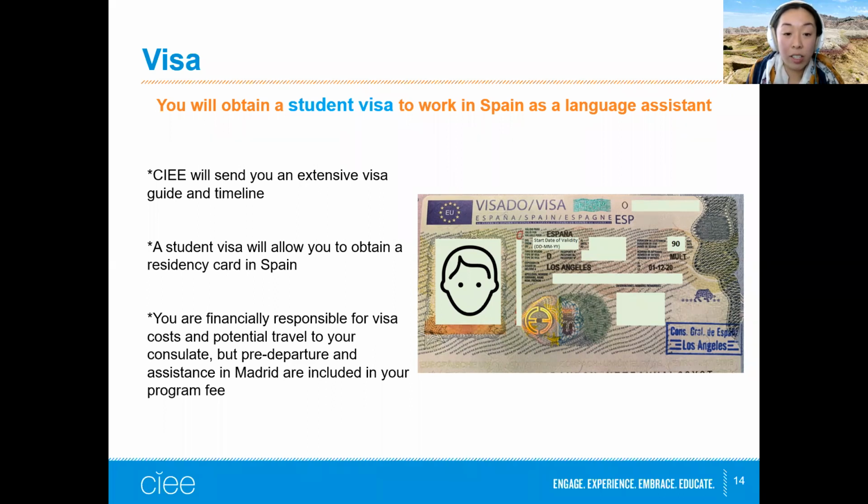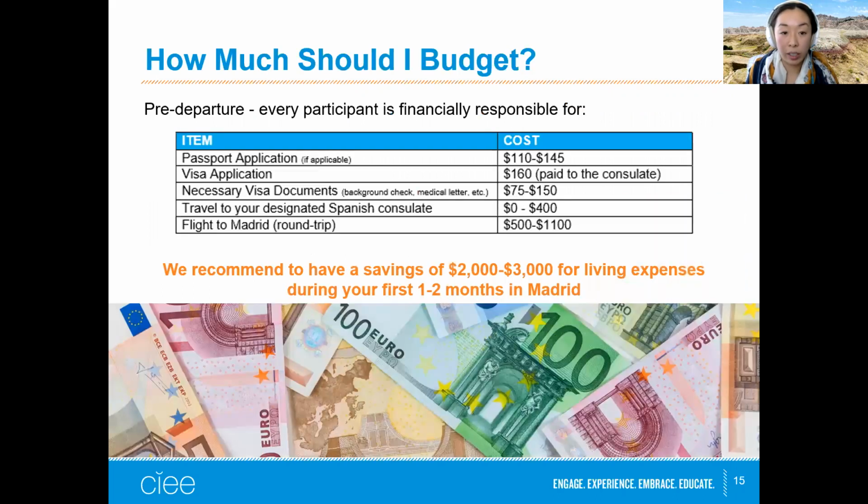There are some visa related costs to keep in mind, which I can explain more here. The visa application itself has a fee of $160. A lot of the documents that are required for the visa have additional costs to them as well. And depending on where you live and depending on where your consulate is, you may have to travel to apply for a visa. So these are some things to keep in mind as you're applying.